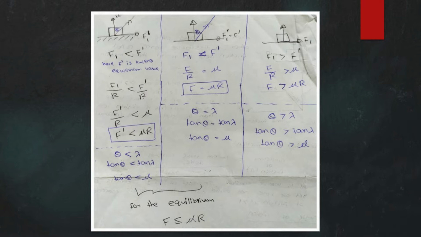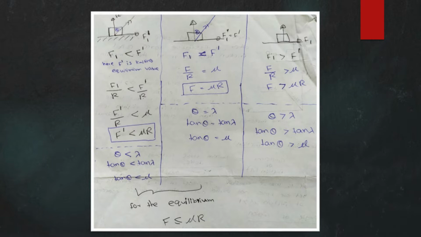So actually the angle theta is less than lambda. Lambda means the angle between the resultant and the reaction at limiting equilibrium. But theta is that situation, the frictional angle, right?